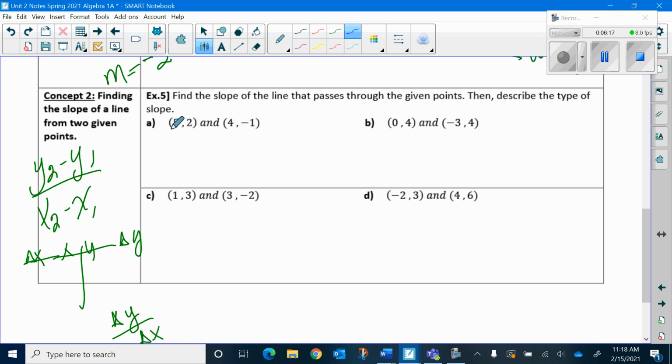So this would be an x1, y1, x2, y2. If I did negative 1 minus 2 over 4 minus 5, I'll end up with negative 3 over negative 1, which will give me a positive 3. So then describe the slope. So I found the slope, and this is a positive slope.